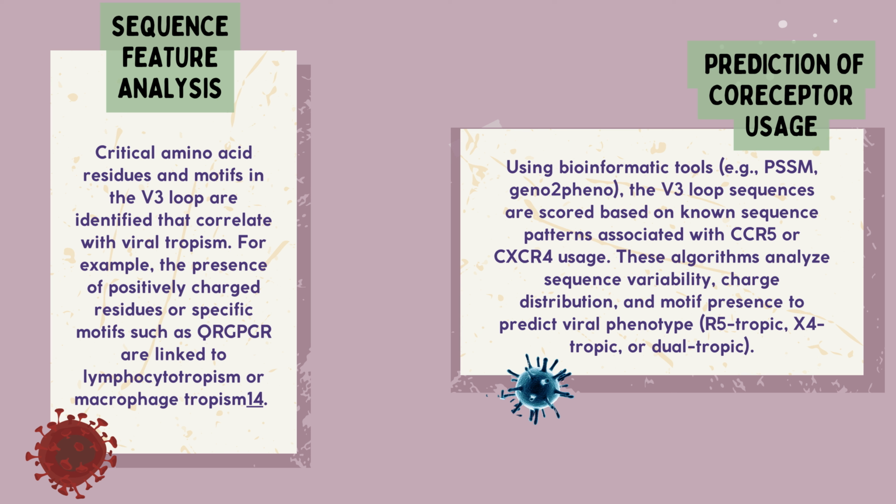Fourth, prediction of co-receptor usage. Using bioinformatics tools, for example PSSM or Geno2pheno, the V3 loop sequences are scored based on known sequence patterns associated with CCR5 or CXCR4 usage. This algorithm analyzes sequence variability, charge distribution, and motif presence to predict viral phenotype, which is R5 tropic, X4 tropic, or dual tropic. And for this explanation, using online tools like Geno2pheno or PSSM, we predict whether the virus uses the CCR5 or CXCR4 receptor. This is important because it affects how the virus spreads and which drug might work best.